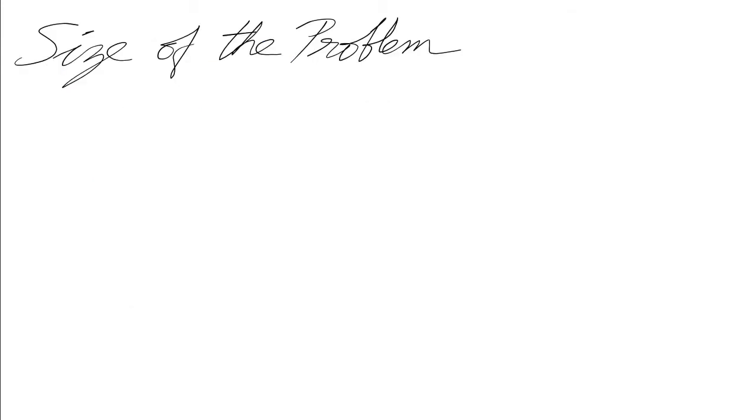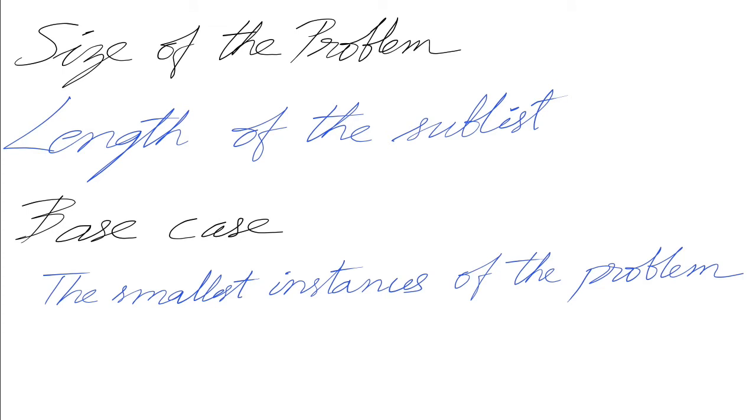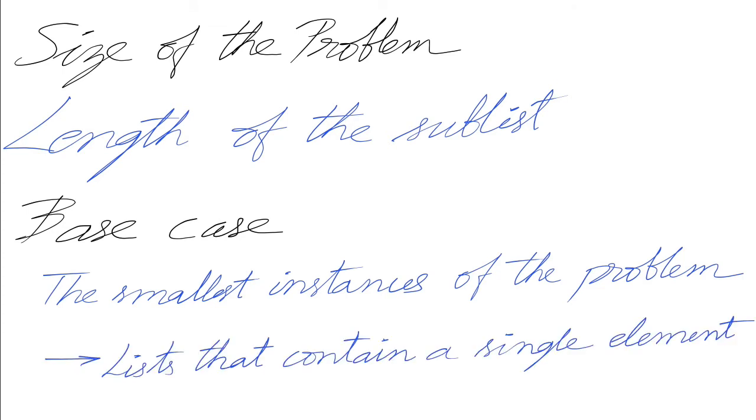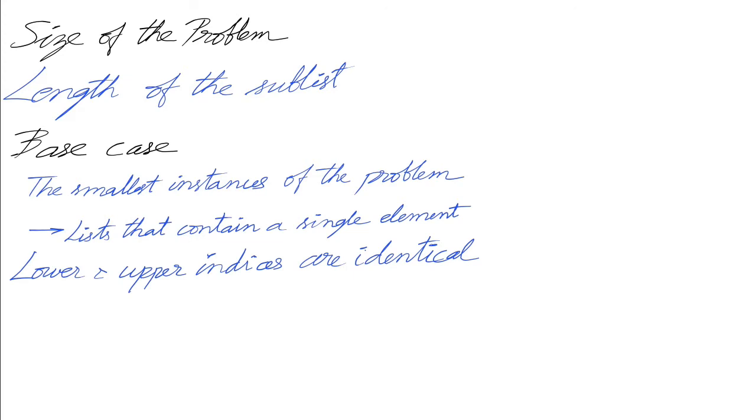What is the size of the problem? The size of the problem is the length of the sublist. What is the base case? The smallest instances of the problem in this case are lists that contain a single element, where the lower and upper indices are identical. So that is a base case. If so, we return the element in the list.